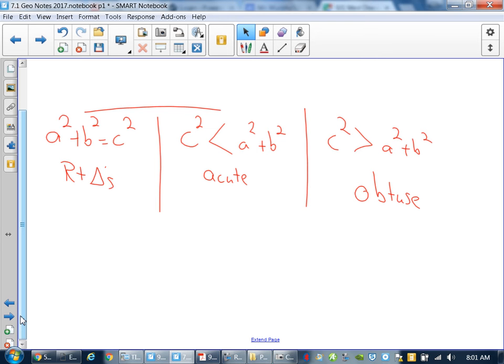Which one is better to do? This one, right? That one. Yeah. That one. Yes. So we all know that if a squared plus b squared equals c squared, it's going to be a right triangle.